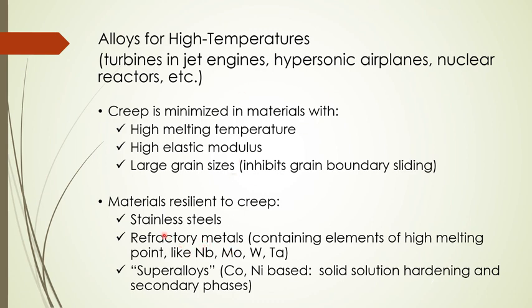These are the materials that are able to withstand creep. They can be stainless steel, refractory metals, or superalloys. These materials are normally used for high temperature applications with high stress levels. For example, in turbines in jet engines, hypersonic airplanes, nuclear reactors, and so on.